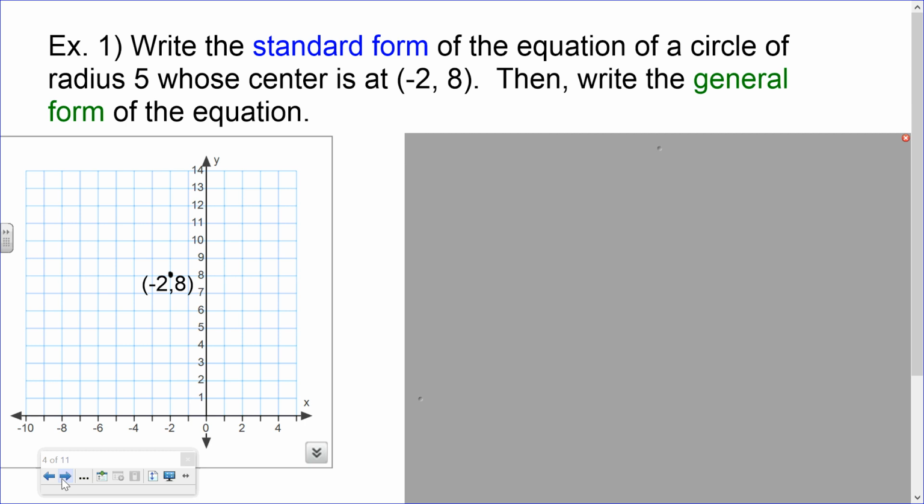So if I go from negative 2, 8, and I go straight up 5, I have negative 2, 13. And if I go straight down 5, I have negative 2, 3. If I go to the right 5, I have 3, 8. And if I go to the left 5, I have negative 7, 8. After we plotted those 4 points, we're going to do the best we can to connect them with a circle.